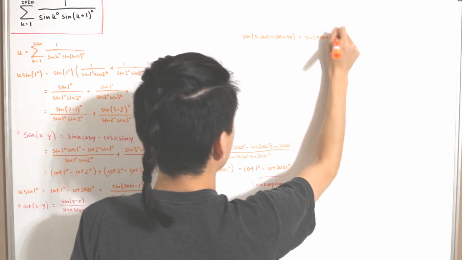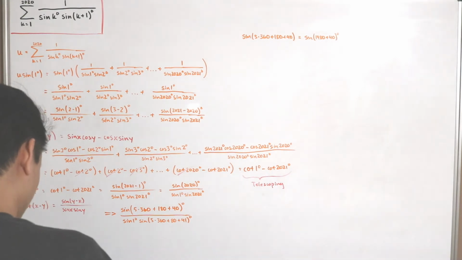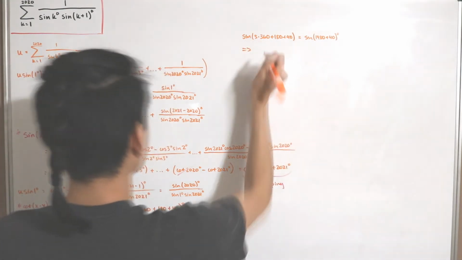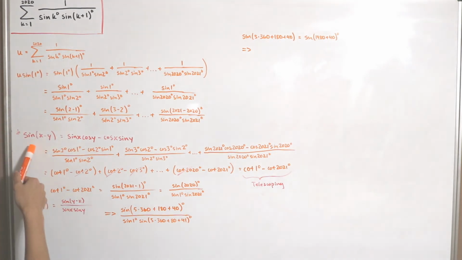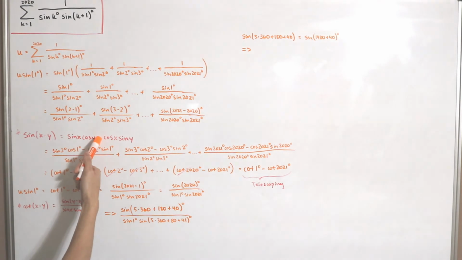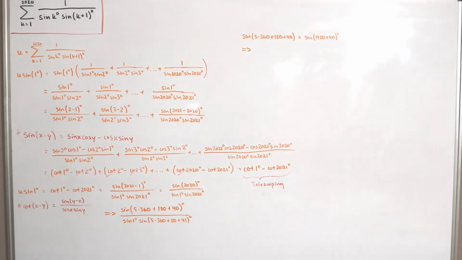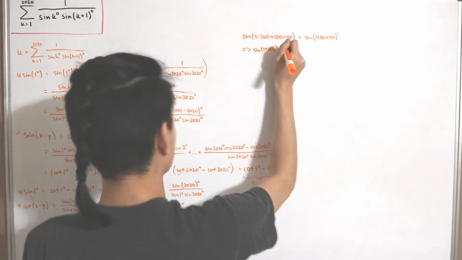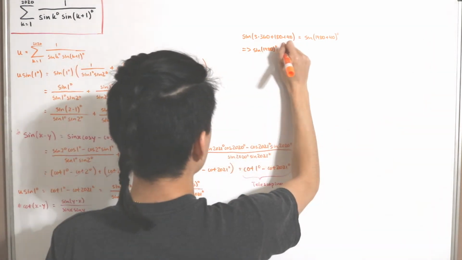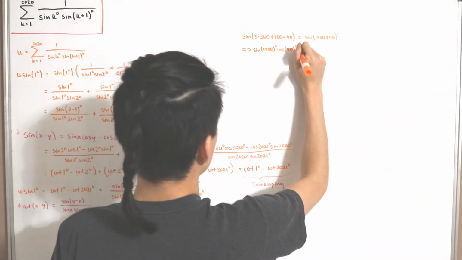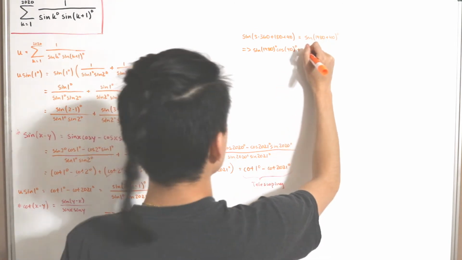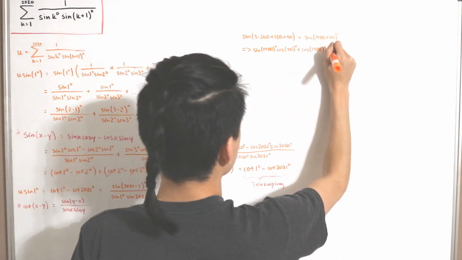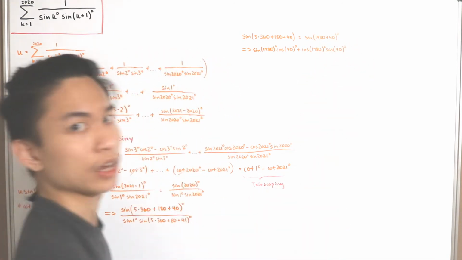1980 plus 40 degrees. And so what I can do is actually use our little trig rule over here, but this time it will be addition. Basically, this is the same formula from here, except this will be an addition sign. So when I use this rule, we get sine of 1980 multiplied by cosine of 40, plus cosine of 1980 multiplied by sine of 40. Okay, you guys can see that, right?